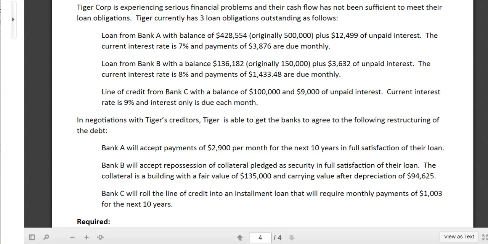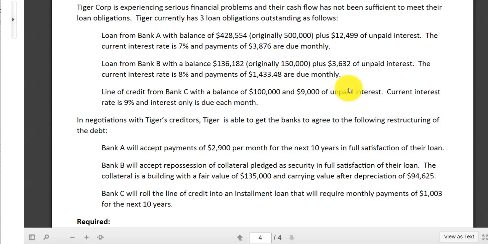All right, problem 4 has to do with a bank and Tiger Corp, or 3 banks and Tiger Corp. Tiger's having some difficulty, and they have 3 loans outstanding in 3 different banks. And here's the information about those loans for each one of them as they currently stand.